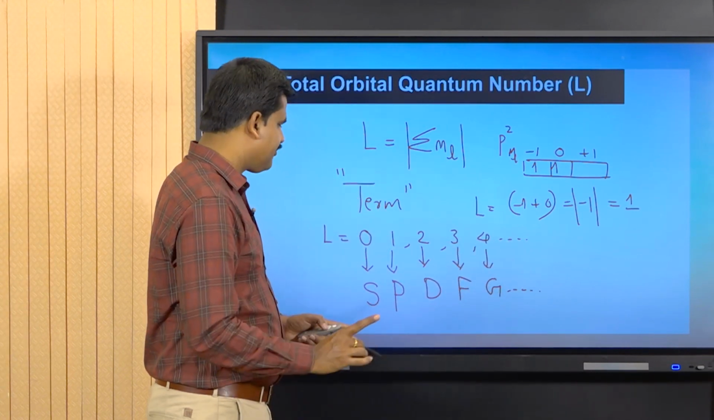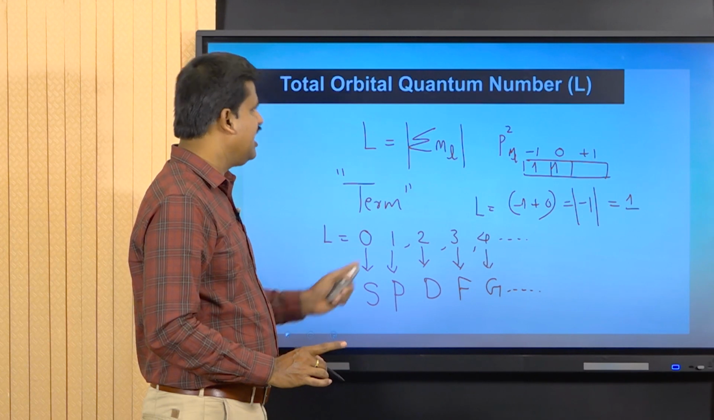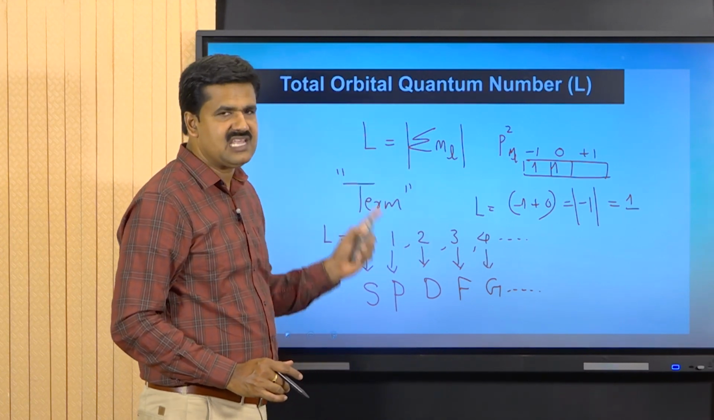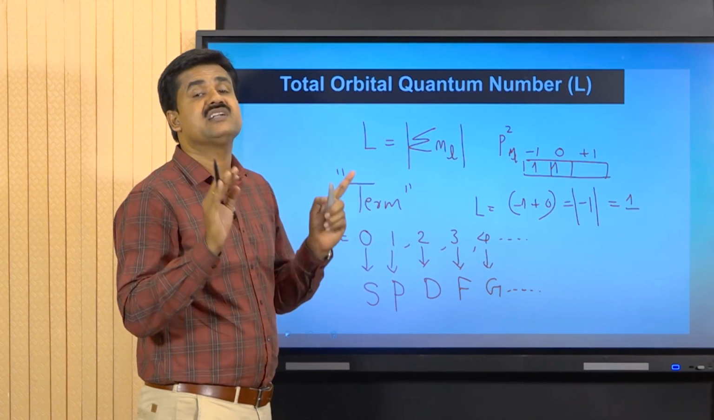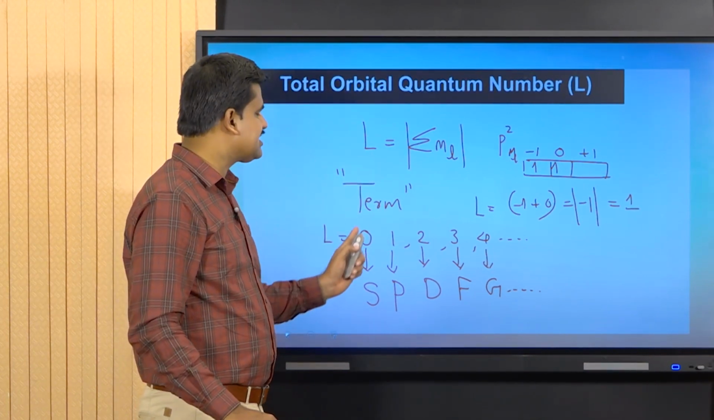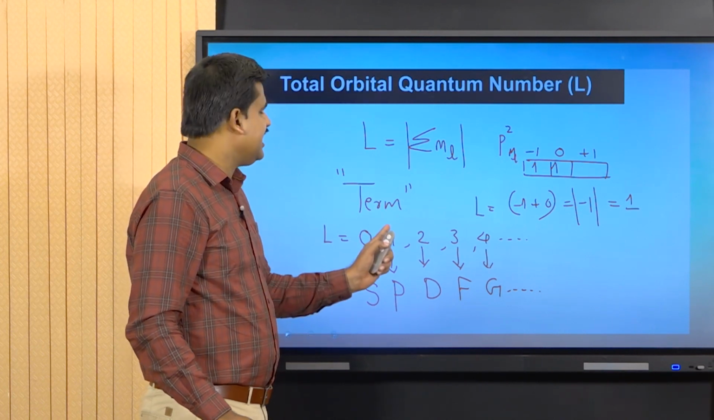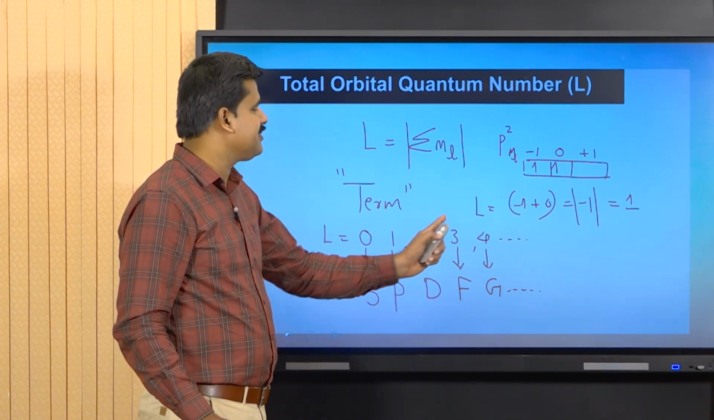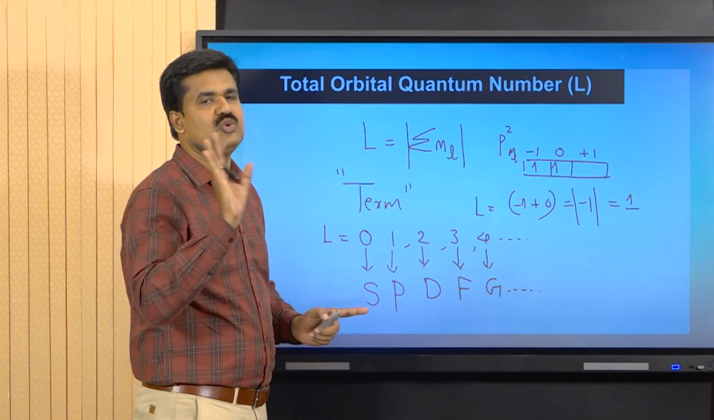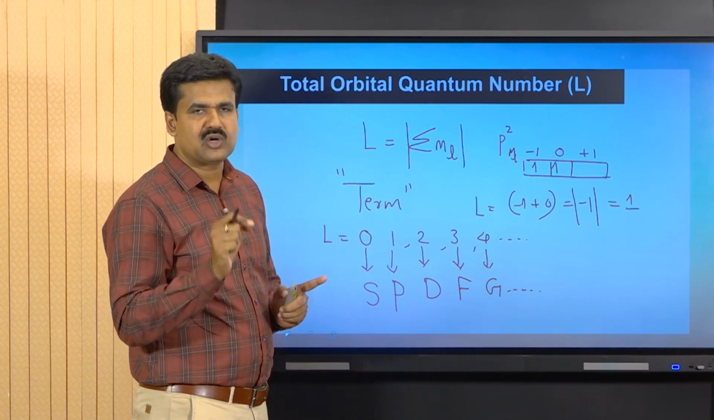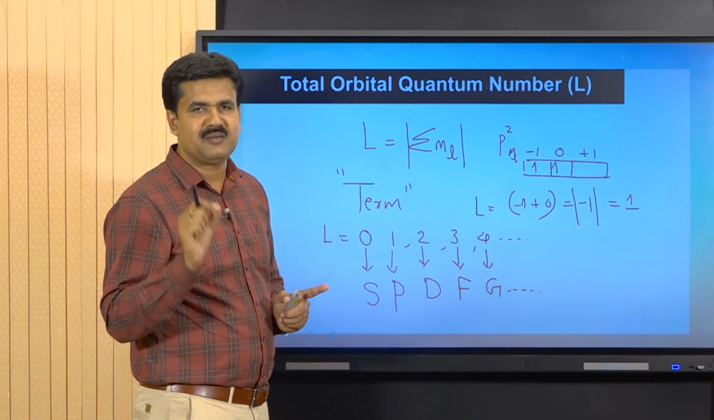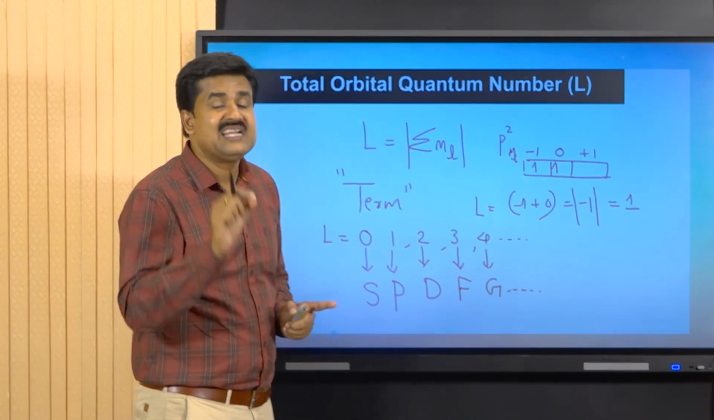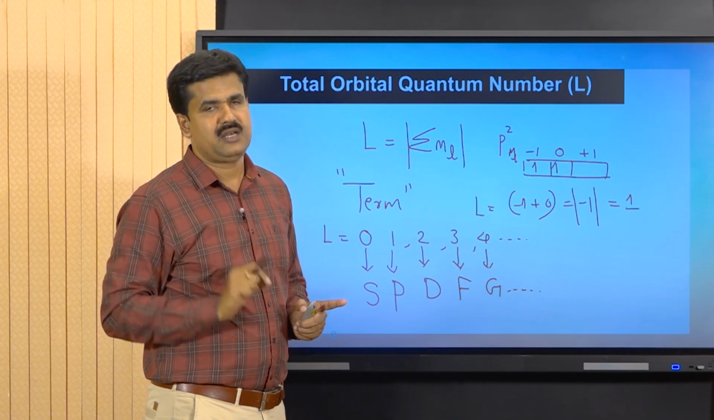Therefore, the value of L, which is equal to the modulus of sigma ml, will give the term of the term symbol. L is equal to 0 represents the S term. L is equal to 1 represents the P term, L is equal to 2 represents the D term, 3 represents the F term, and so on. This is about the total orbital quantum number, or total orbital angular momentum quantum number, or the term of the term symbol.